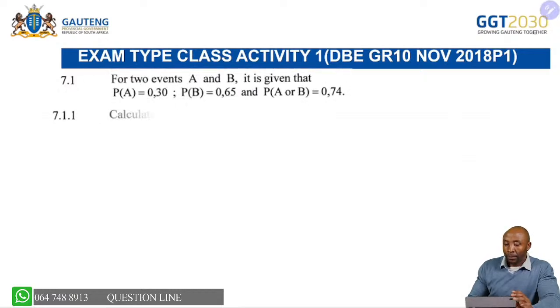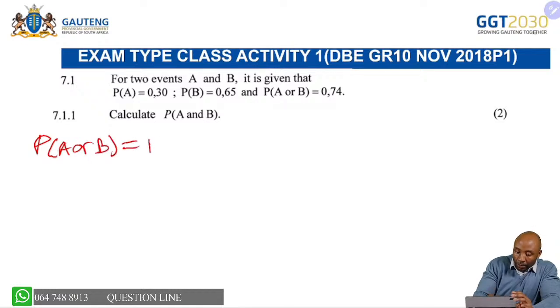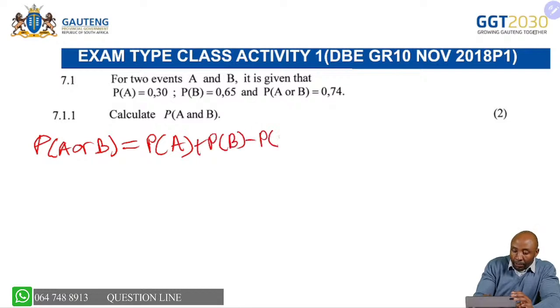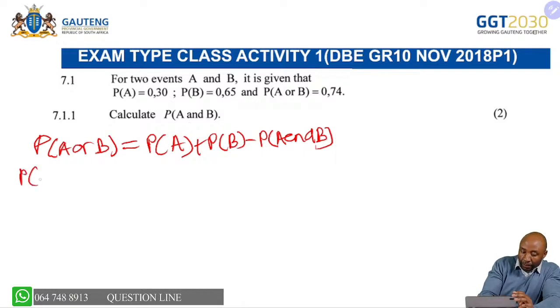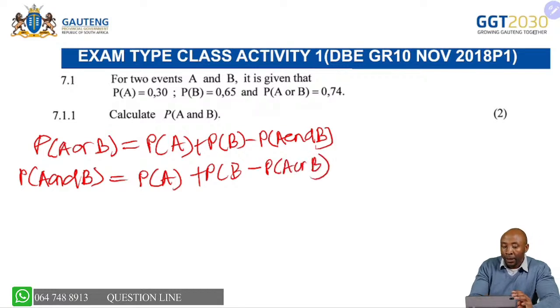There's something which is going to assist us get our answer there, and that's our probability identity or equation, which is given by the probability of A or B is the probability of A plus the probability of B minus the probability of A and B. We want A and B, and remember, changing the subject, we have the probability of A and B is the probability of A plus the probability of B minus the probability of A or B.